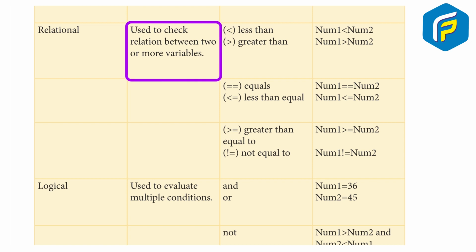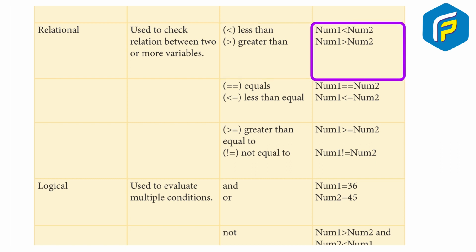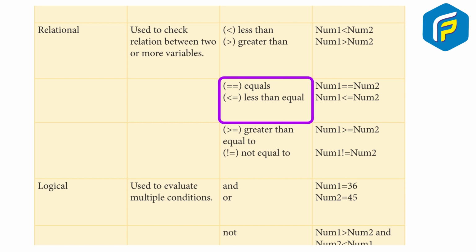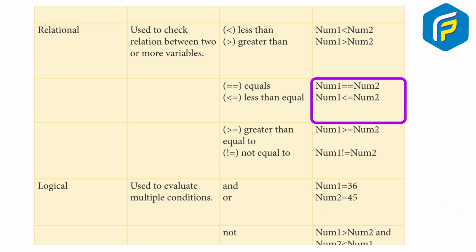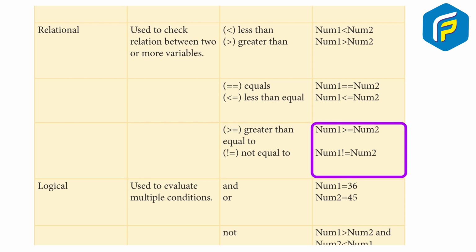Relational. Used to check the relation between two or more variables. Less than, greater than. Number 1 less than number 2. Number 1 greater than number 2. Equals, less than equal. Number 1 equals number 2. Number 1 less than equal to number 2. Greater than equal to, not equal to. Number 1 is greater than equal to number 2. Number 1 not equal to number 2.